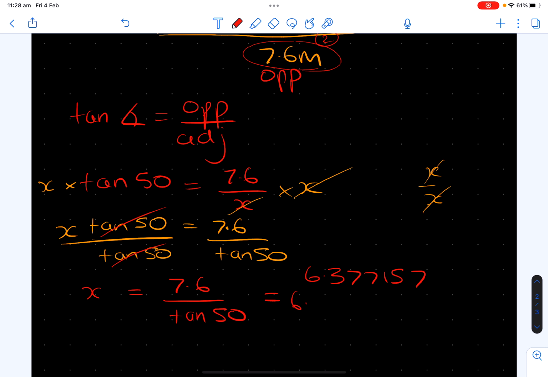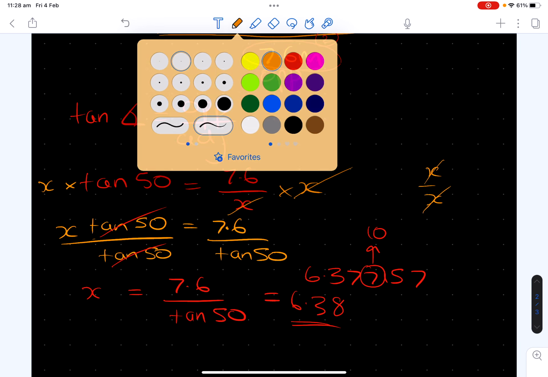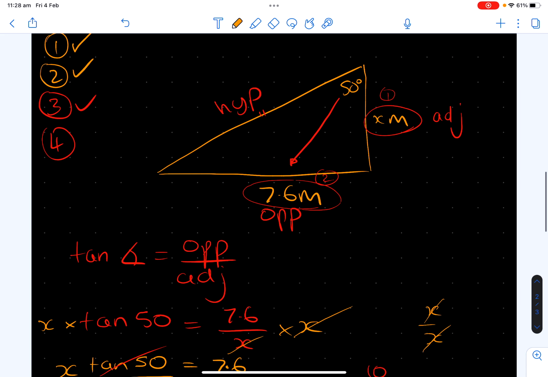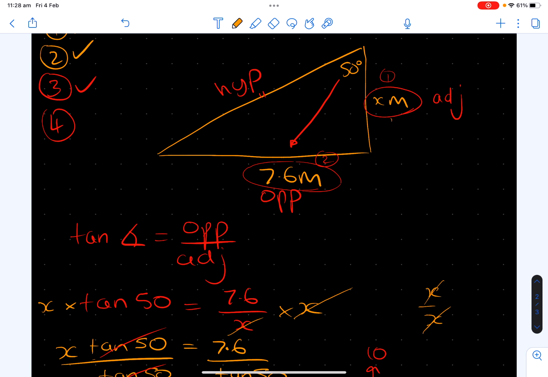Now I say 6.38 because we need to round it up. 7 is closer to 10 than it is to 0, so we round up to 6.38. And don't forget our units, 6.38 meters. So we come back here just to put it into context. This is 6.38 meters. And always do a bit of a check. Does that seem reasonable? Yeah, it seems reasonable. So that's our answer.